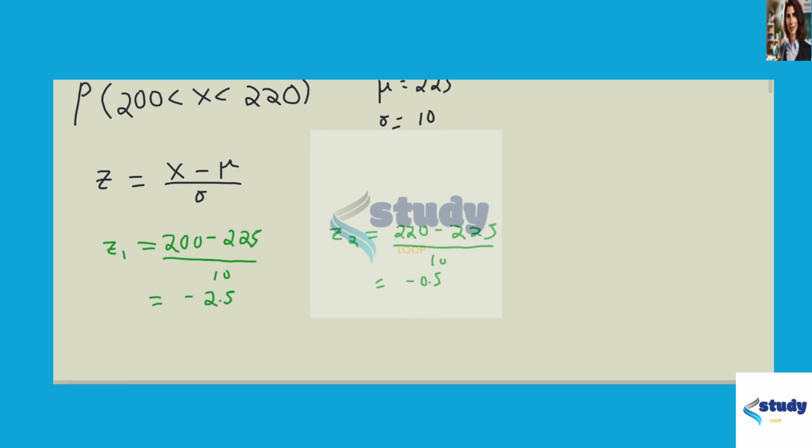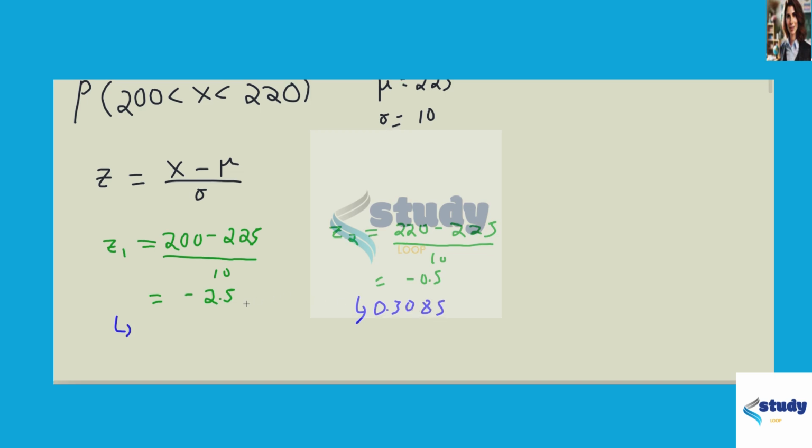So now we're going to use our table to find the corresponding probabilities of these z values. So we're going to get 0.3085, and 0.0062.